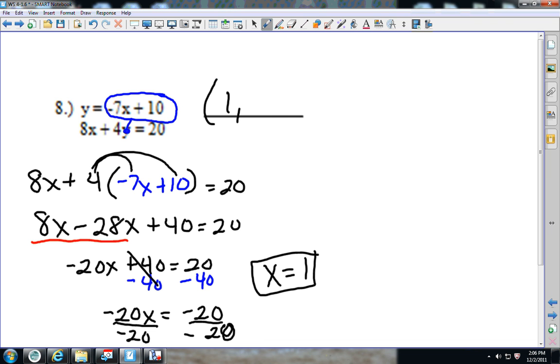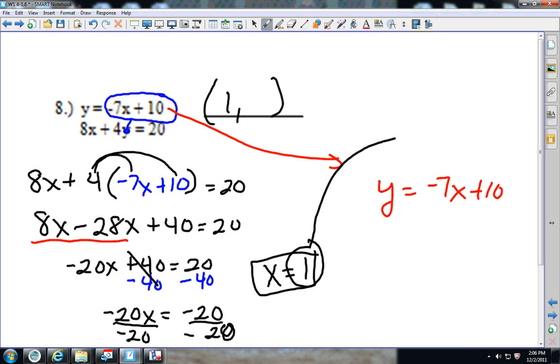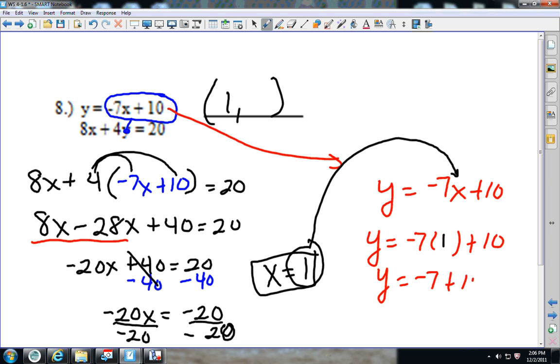So I have 1, and then I need to find my y. I'm going to take this equation. It says y equals negative 7x plus 10. X is 1. I'm going to put it in here for x. I have y equals negative 7 times 1 plus 10. Y equals negative 7 plus 10. Y equals 3. This is solving by substitution.